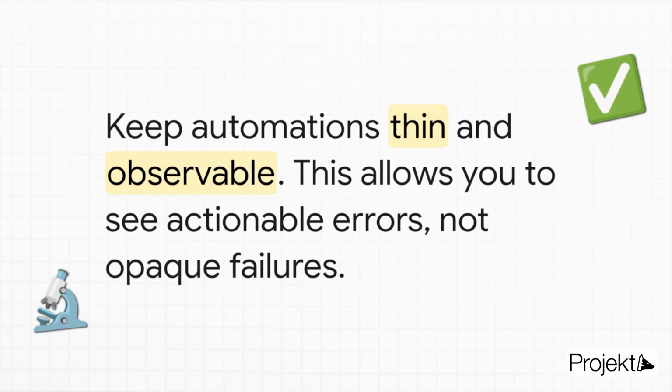But here's the key to making it all work without constant headaches. The automations themselves have to be simple. They need to be thin and observable. Why does that matter so much? Because when something inevitably breaks, you don't just get some vague, useless failure message. Instead, you get an actionable error that tells you exactly what's broken and why, so you can go in and fix it fast.